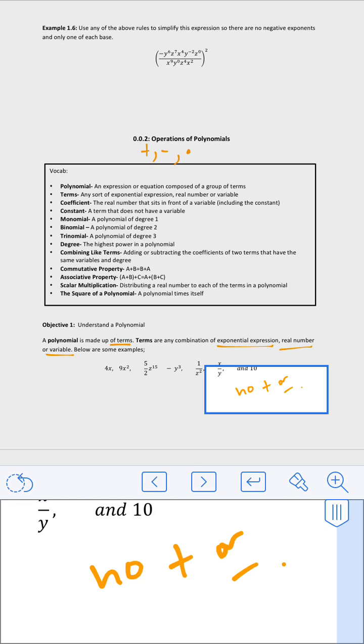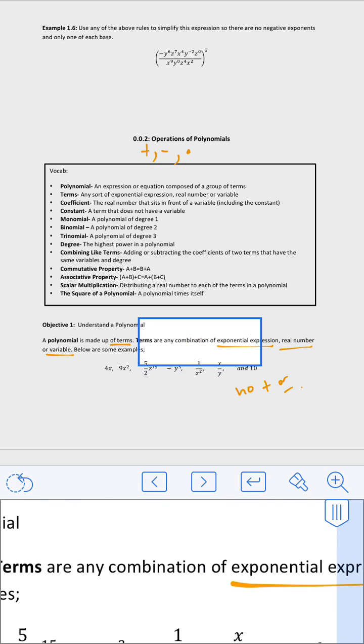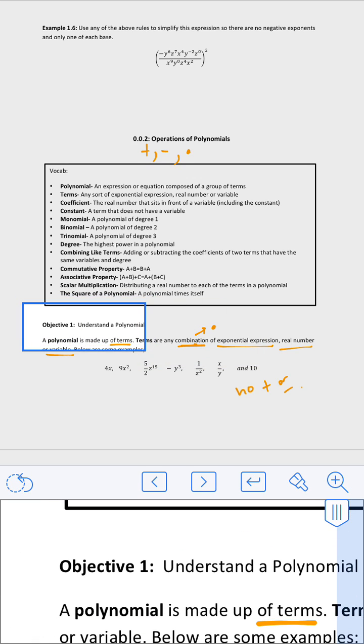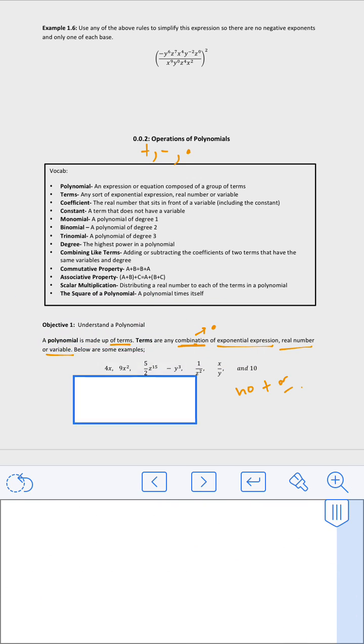So a term is just multiplication or division. It's the product of any sort of exponential expression. So if you want to say combination, that means product. Very important fact. Because later on, when you throw in addition and subtraction, those make polynomials. We'll talk about that in just a sec.